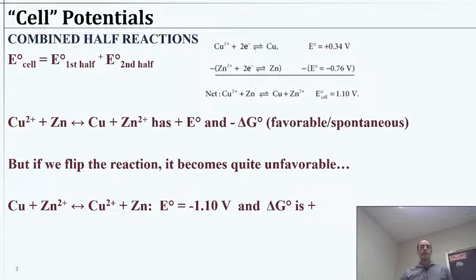For the zinc reaction, the half reaction looks like this. Zinc 2+ plus 2 electrons is in equilibrium with zinc zero valent, and that has a standard reduction potential of negative 0.76 volts. Okay, so with those two just by themselves, we could write those two half reactions, then think about, all right, how are we going to combine them, right?